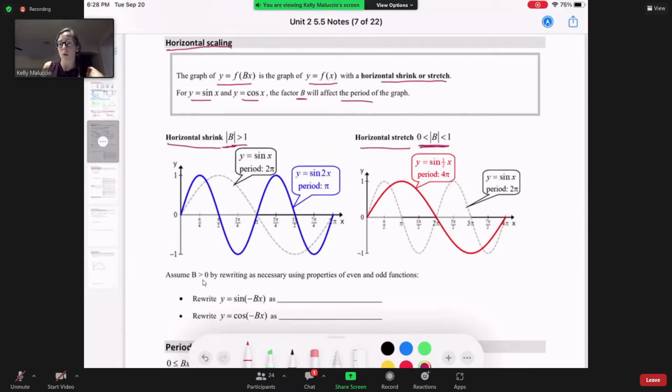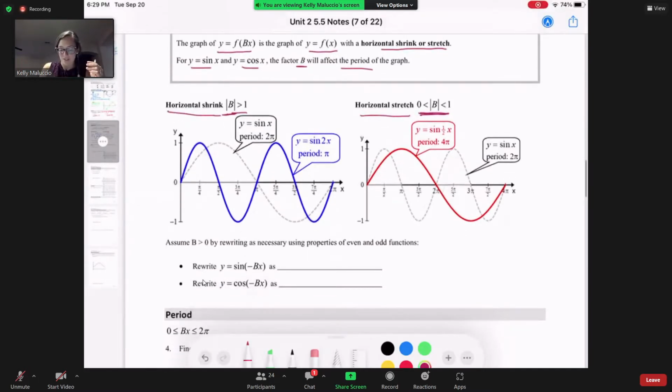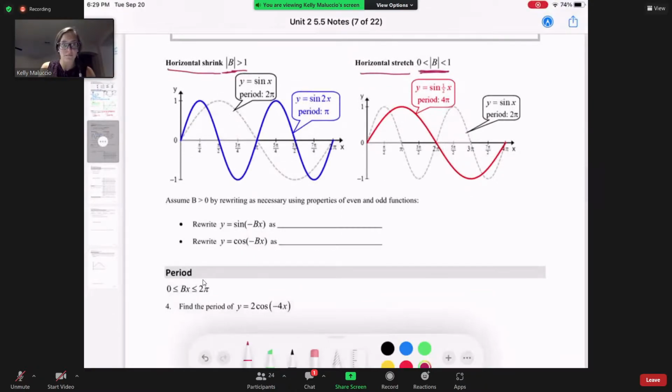And we're always looking at that absolute value because the negative, like we said before, does something different. It is the reflection piece, not anything else.